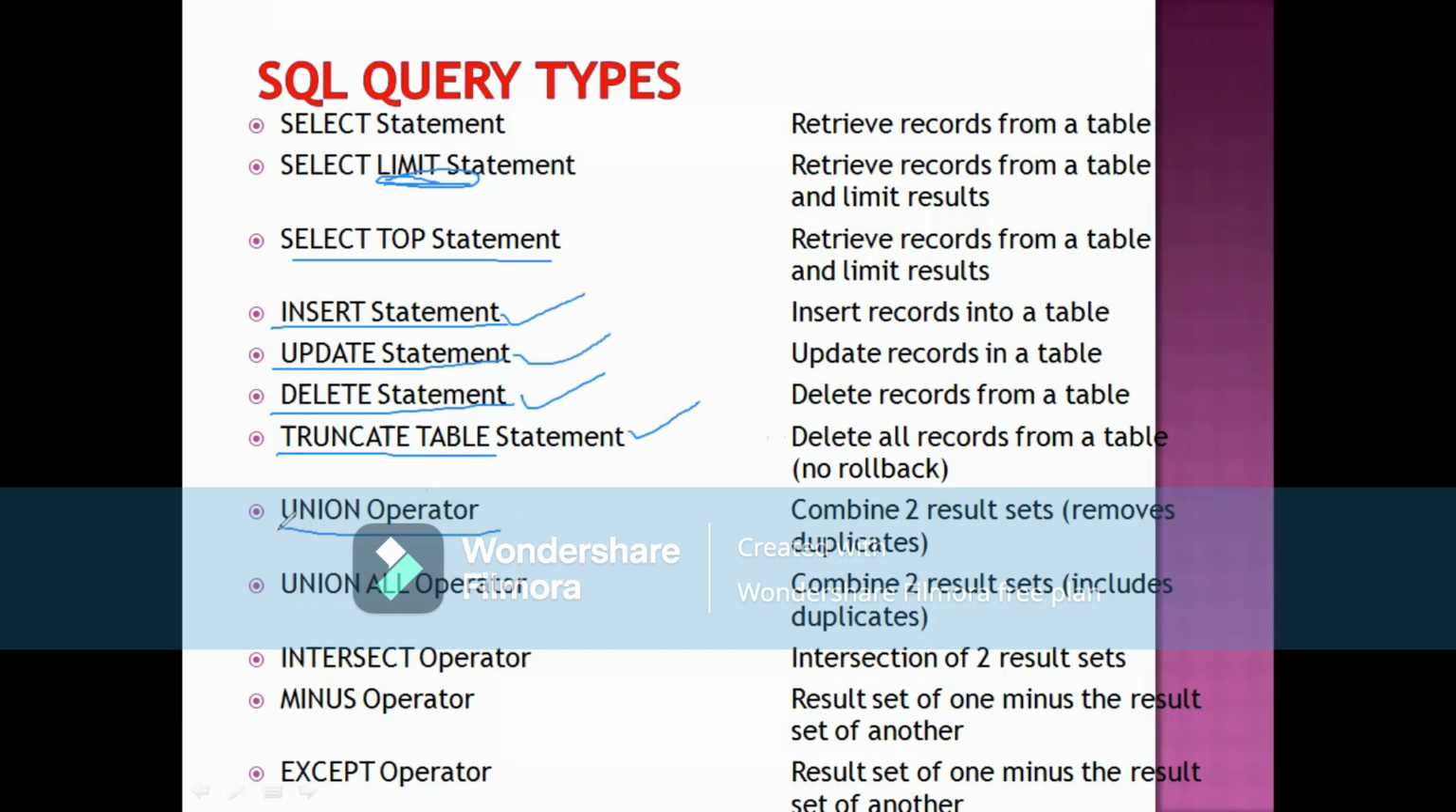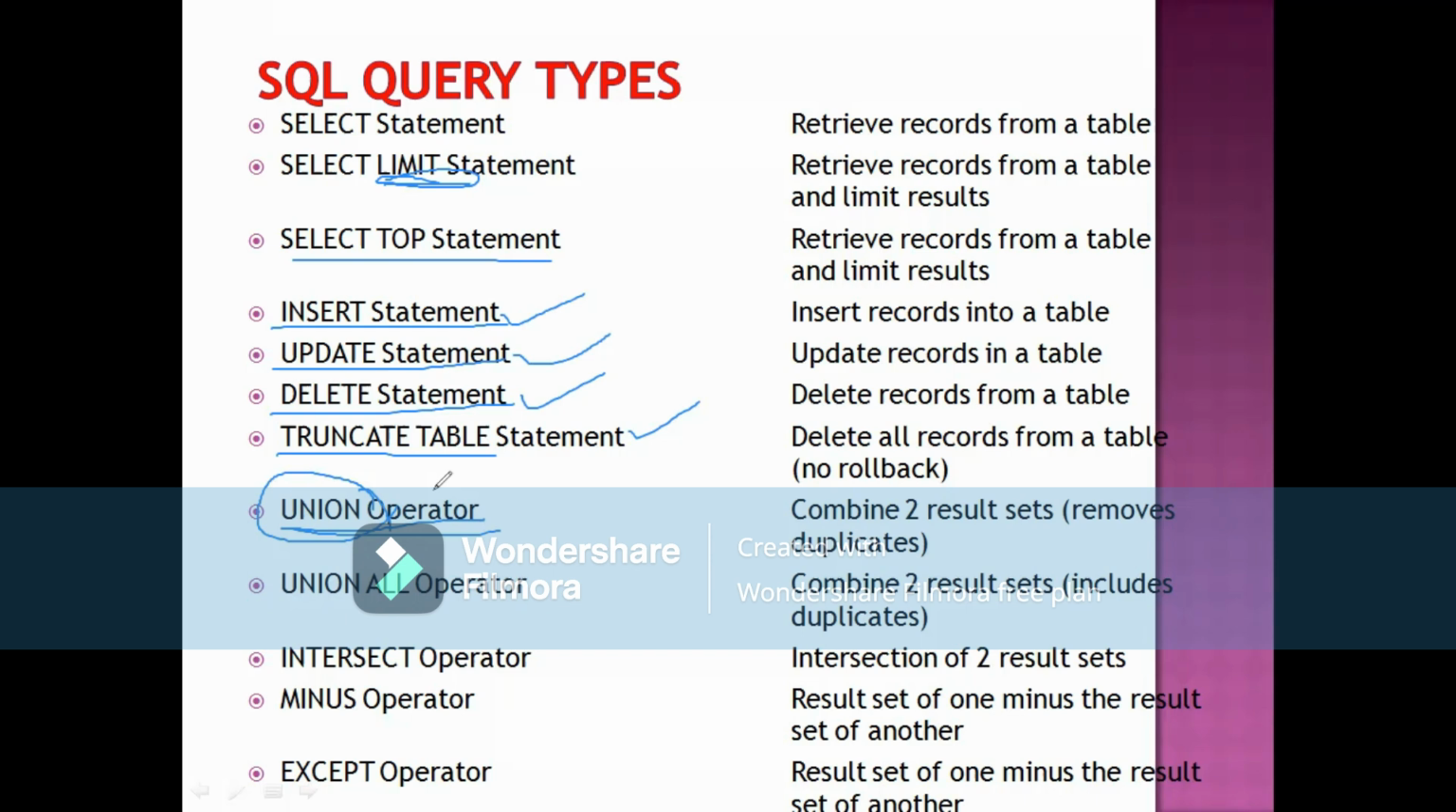Next one is the union operator. What is the union operator? Union means combination. That means we combine the two result sets, that is, we combine the two tables' data. So in this union operator, we don't get the duplicate data.